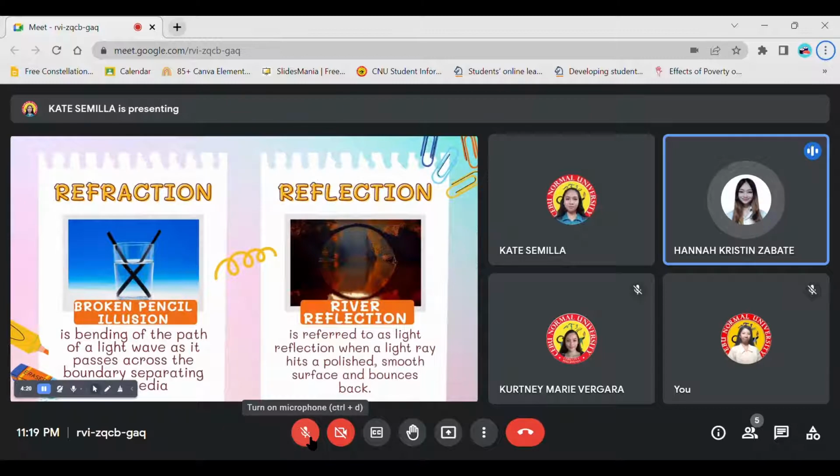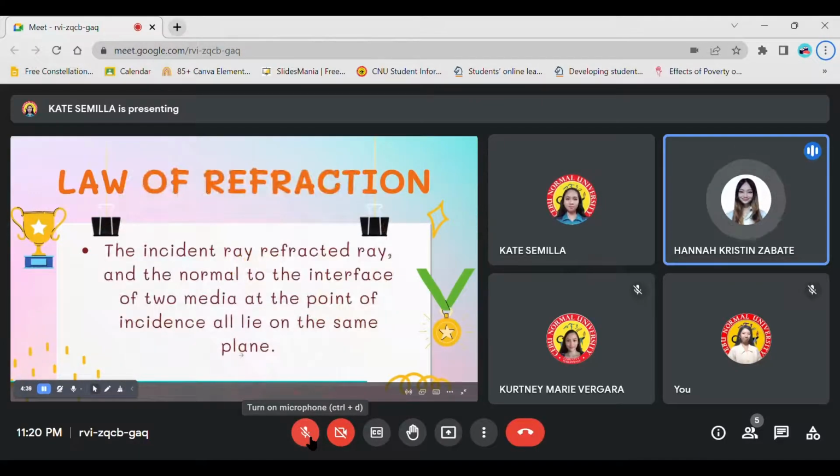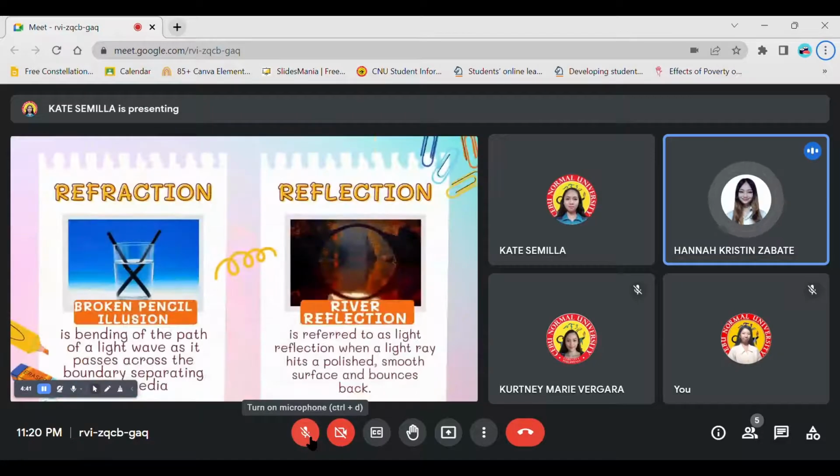What is refraction? Refraction is defined as the bending of the path of a light wave, not just with light waves, as this also arises in sound, water, and other waves when it passes from one transparent substance into another or across the boundary separating two media. Why does refraction occur? Light refracts when it travels at an angle into a substance with a different refractive index or optical density. Therefore, it is caused by the change in speed experienced by a wave when it changes medium.